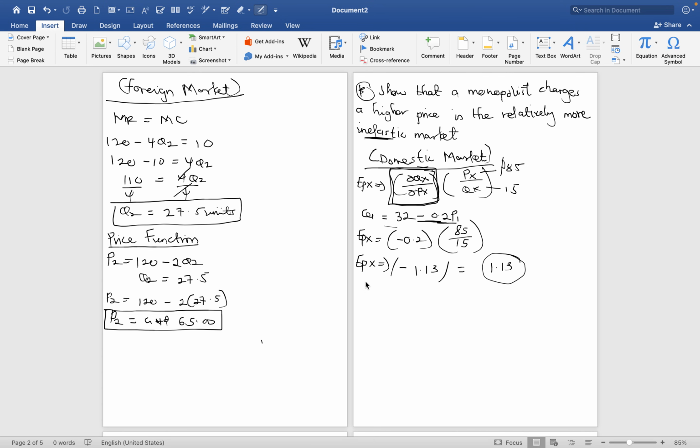In concluding with this, I'll say that the domestic market is less elastic and more inelastic. So I've proved it. Now you have to move to the foreign market as well.